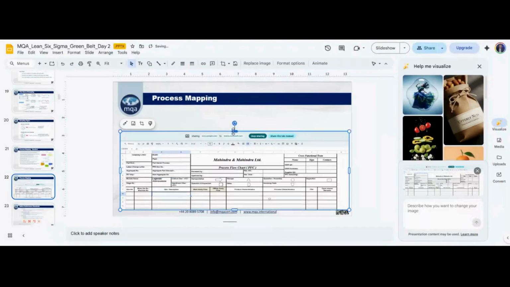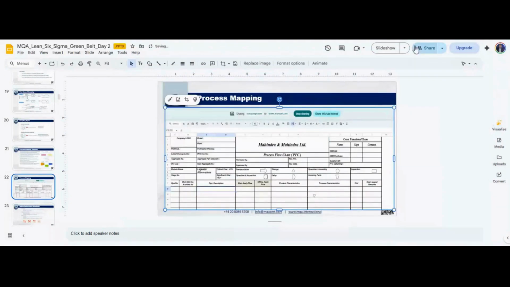Actually, I have put the link because it was not working. Now I think you can see it a little more clearly.